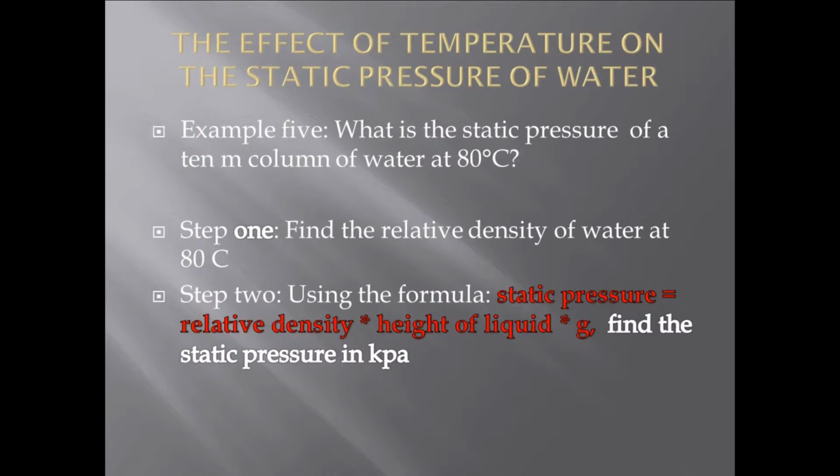Example 5. What is the static pressure of a 10-meter column of water at 80 degrees C? Dividing the problem into steps. Step 1. Find the relative density of water at 80 degrees C. Step 2. Use the formula static pressure equals relative density times height of liquid times G. Find the static pressure in kPa.